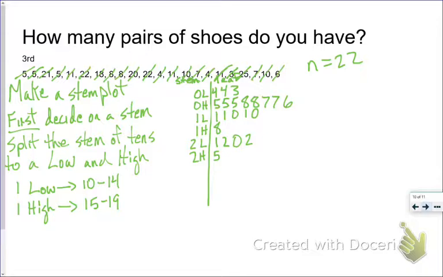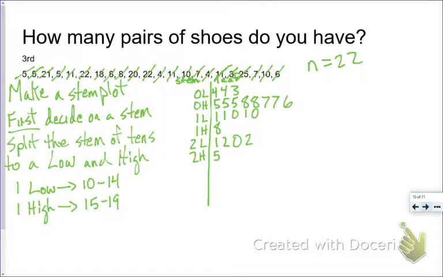The median is the average of the 11th and the 12th. So let's see, we got 1, 2, 3, 4, 5, 6, 7, 8, 9, 10, 11. Ooh, that's tricky. Did I count right? We have 22 numbers. 4, 5, 6, 7, 8, 9, 10, 11, 12, 13, 14, 15, 16, 17, 18, 19, 20, 21, 22. Oh, so that's frustrating. 3, 4, 5, 6, 7, 8, 9, 10, 11. So the average of 6 and, whoops, I counted wrong, didn't I? The average of 8 and 10, so the median is 9.